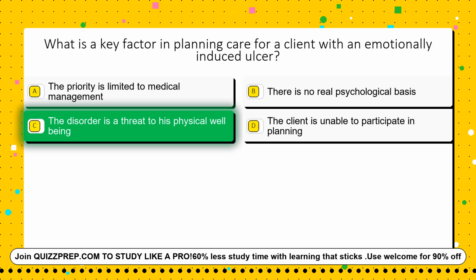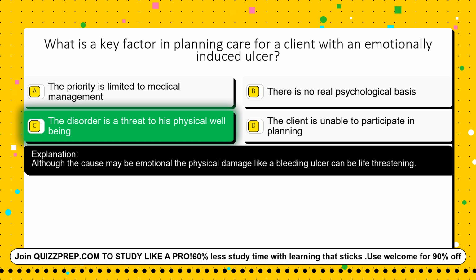The correct answer is option C. The disorder is a threat to his physical well-being. Although the cause may be emotional, the physical damage like a bleeding ulcer can be life-threatening.